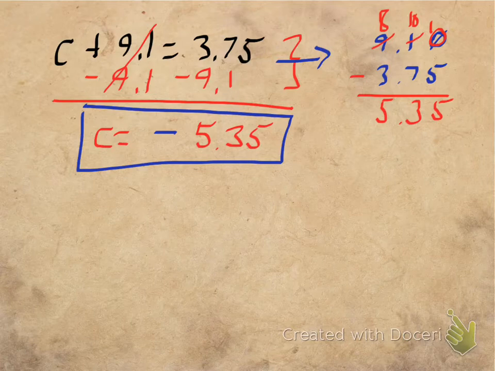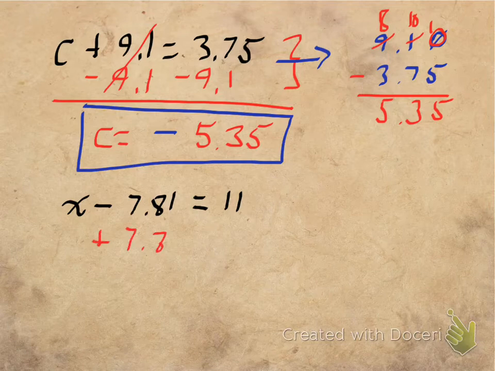Okay. The other kind of question that you'll see in section 3.5 will be subtraction equations. So suppose I start with x minus 7.81, and let's let that equal a positive 11. All right. So this one, again, let's switch to red. What am I going to do to both sides to get x by itself? I'm going to add 7.81. And so I've got to come over here and also add 7.81.